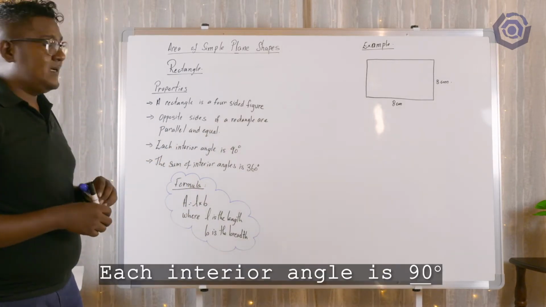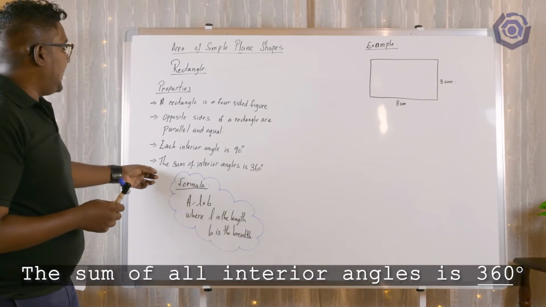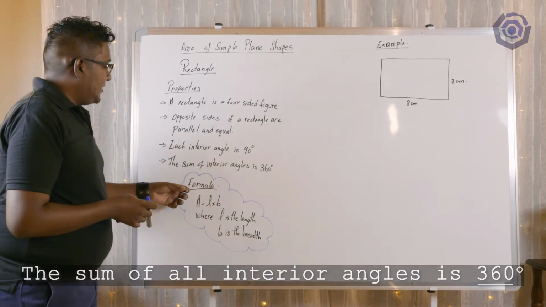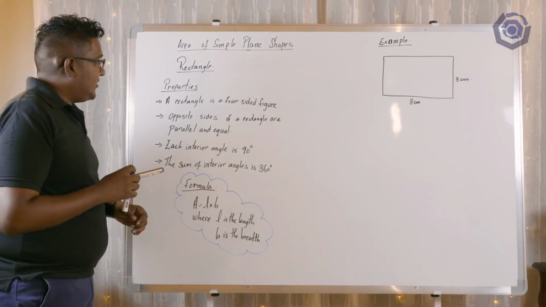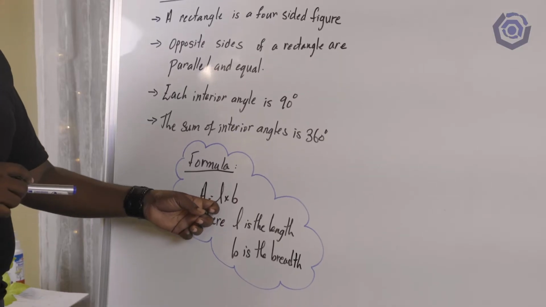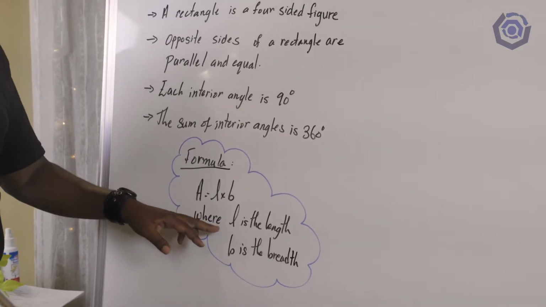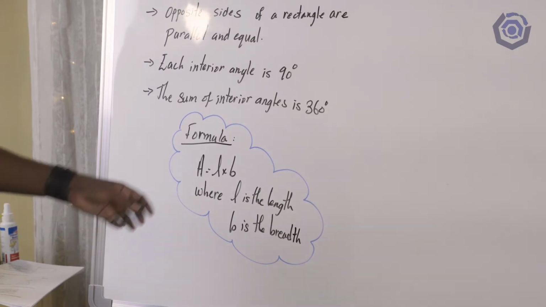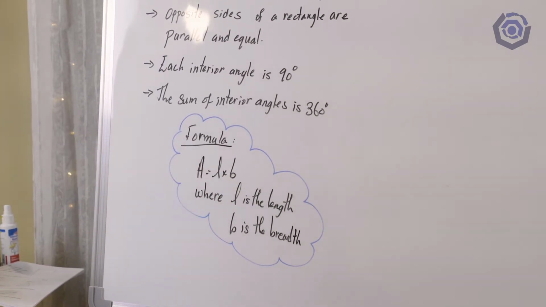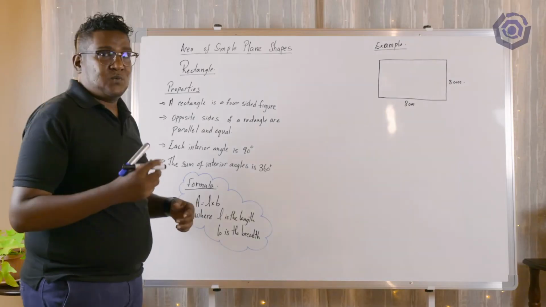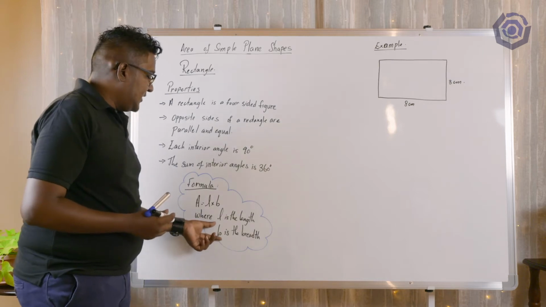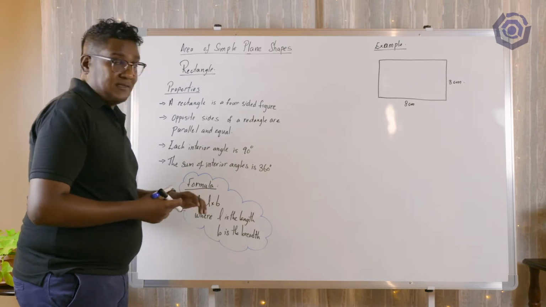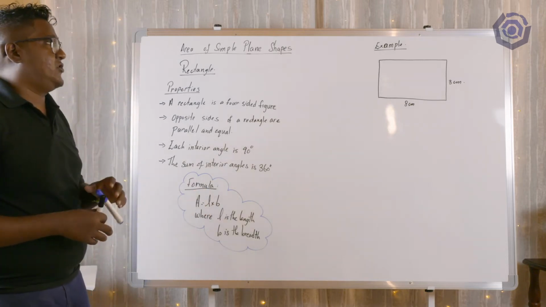Each interior angle is 90 degrees, and the sum of interior angles is 360 degrees. The formula to calculate the area of a rectangle is A equals L times B, where L is the length and B is the breadth. In some cases, you would find L times W, which is length times width. Some persons would interchange breadth with width, but essentially it's the same formula, the same application.